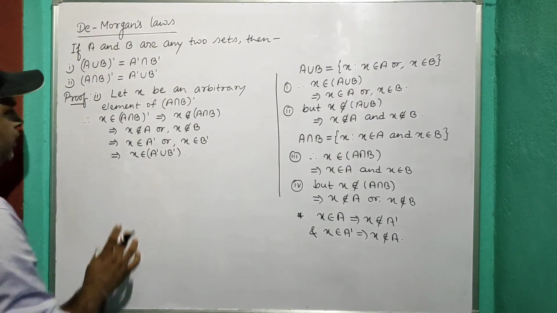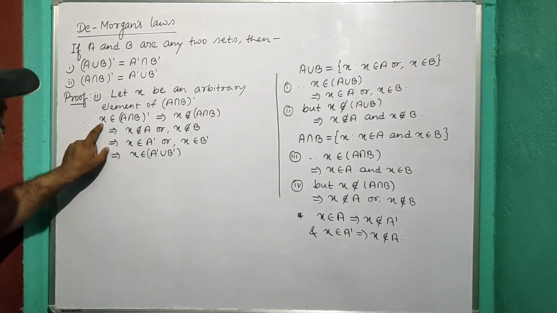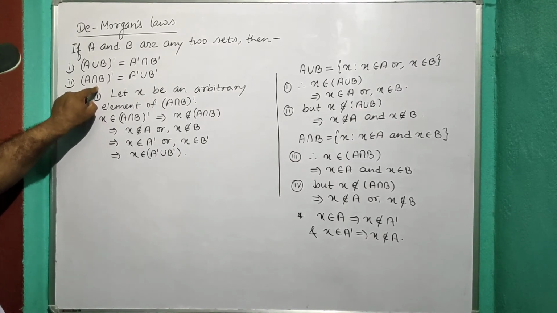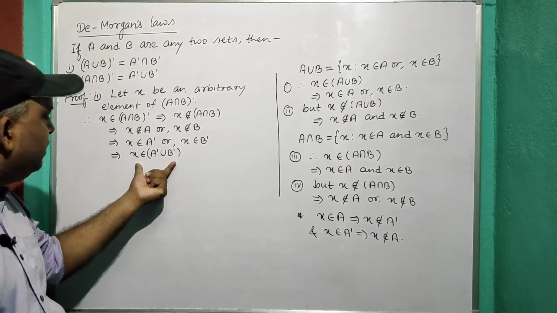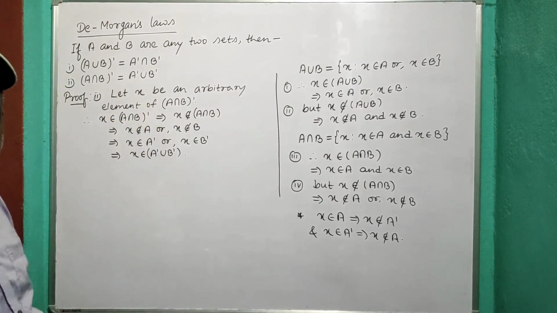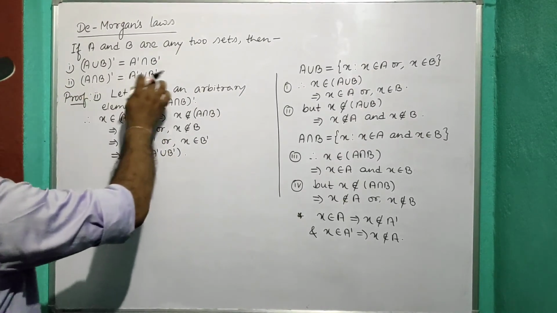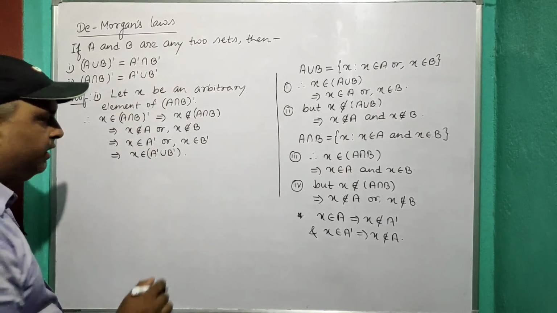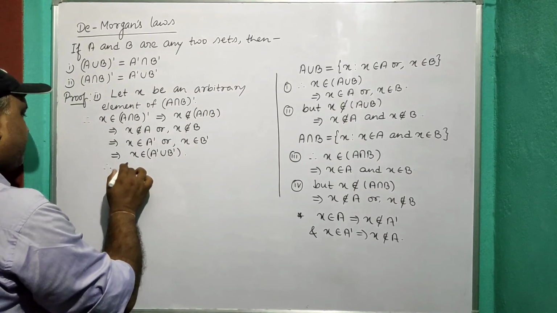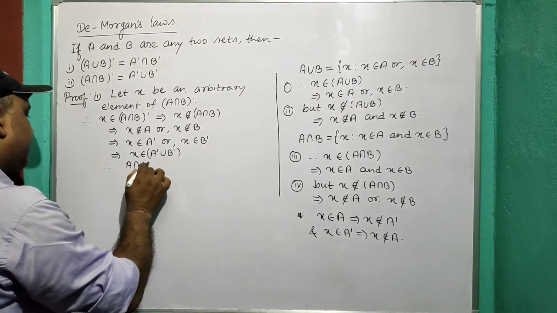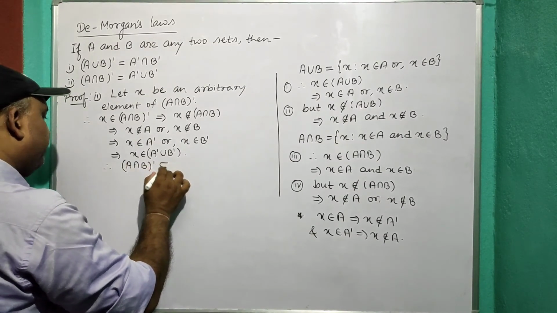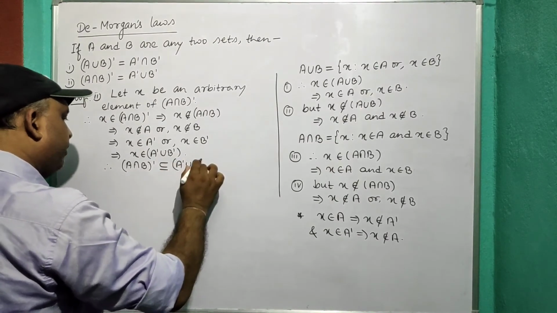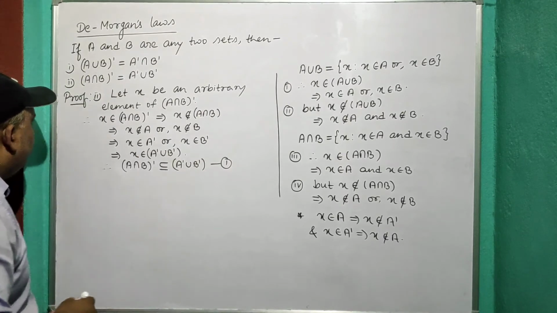So again observe that I had taken this X as the element of (A intersection B)', and we find that now this is the element of A' union B'. It means this is a subset of this one because its elements are present in this set. Therefore, we can say that (A intersection B)' is a subset of A' union B'. Let it be number 1.